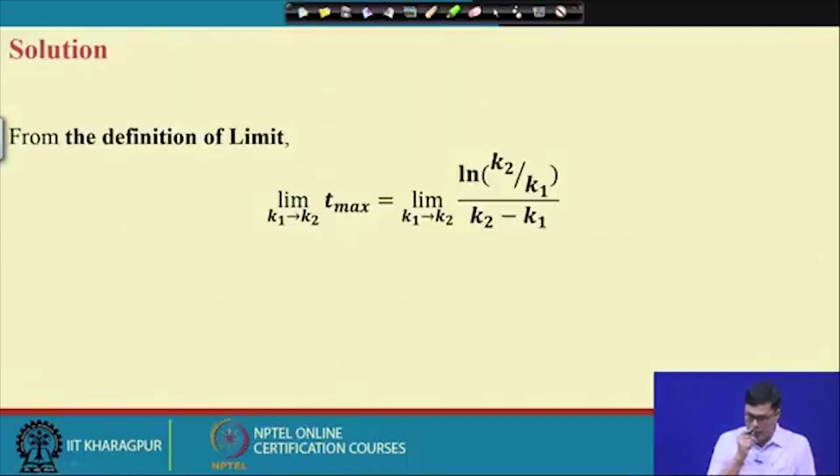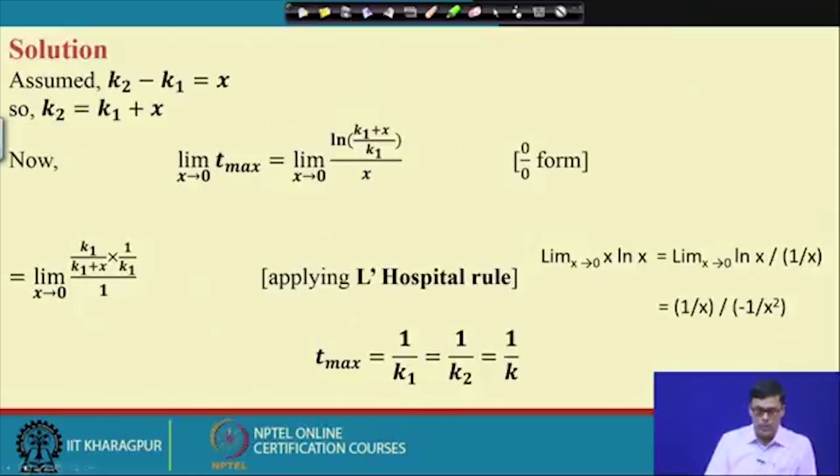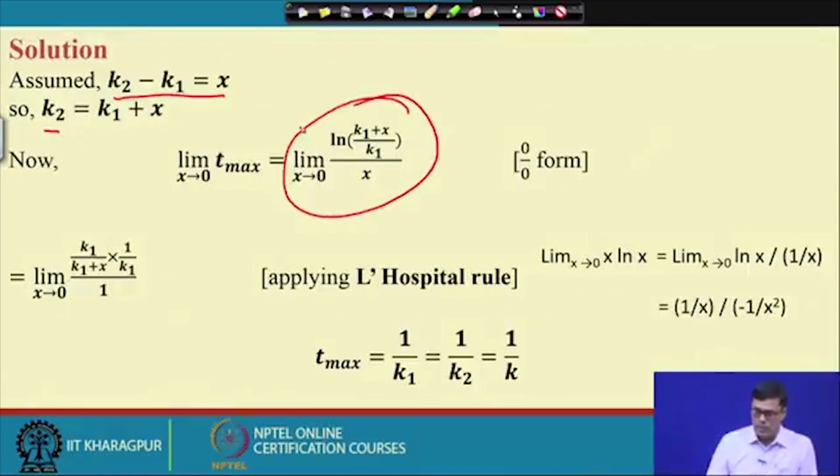Now, here if we put the limit as k1 tends to k2 for T max, then the limit of ln(k2/k1) divided by (k2 minus k1) is not exactly 0. Then we can write k2 minus k1 equal to x, so k2 will be equal to k1 plus x. Then I can modify the equation like this.